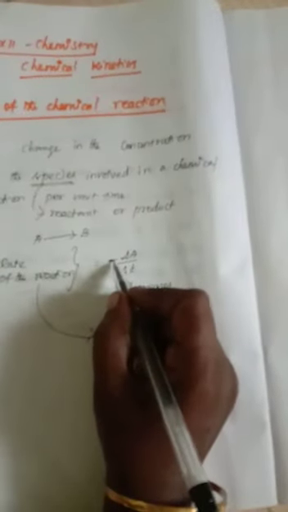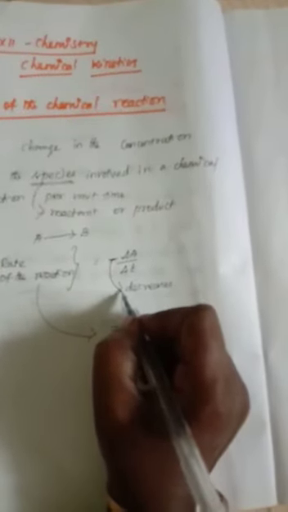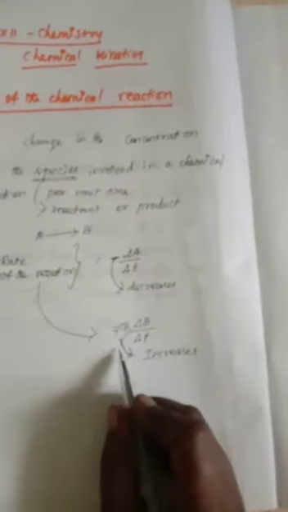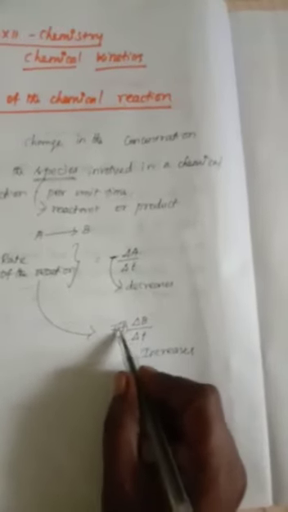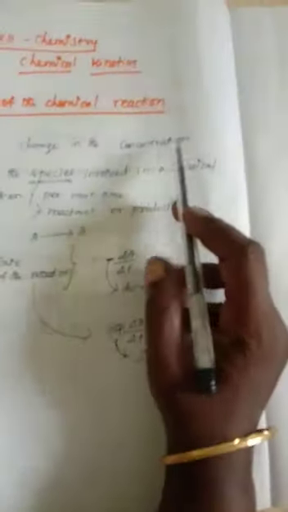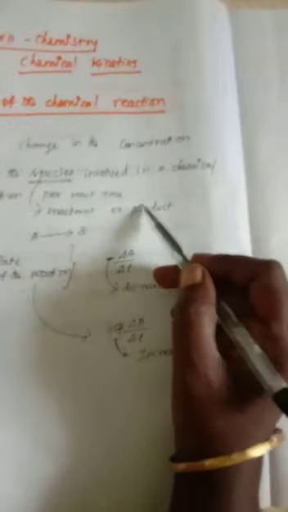Here, reaction started means the concentration of the reactant decreases, so I have written the minus symbol. But once the reaction is started, the concentration of the product increases, so you have to write the positive symbol. So rate of the reaction is nothing but change in the concentration of the species involved in the chemical reaction with time. Species here means the reactant or product.